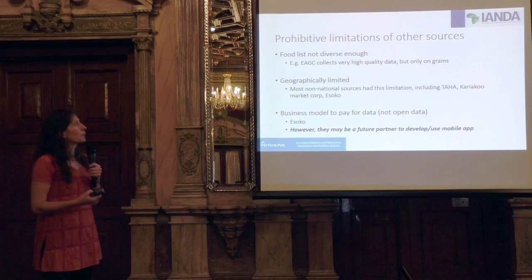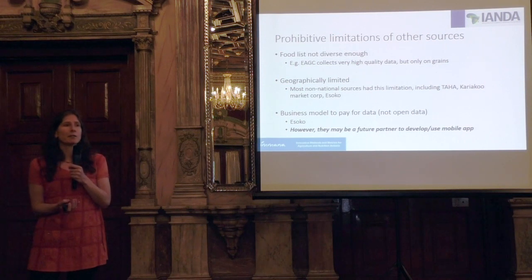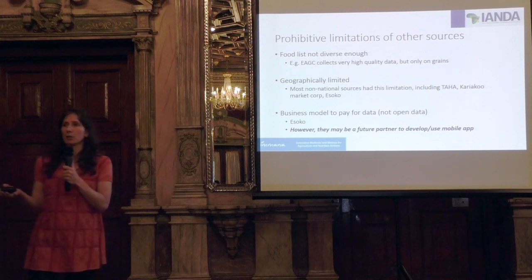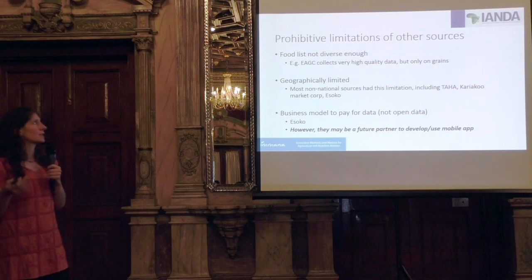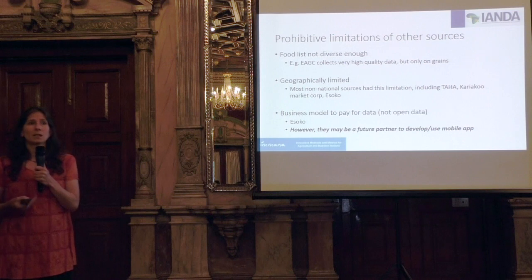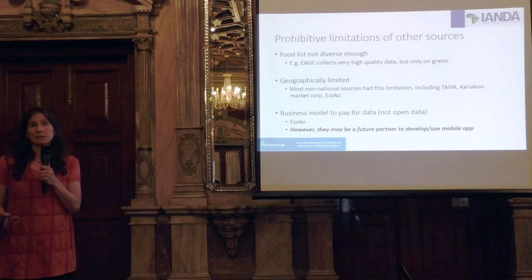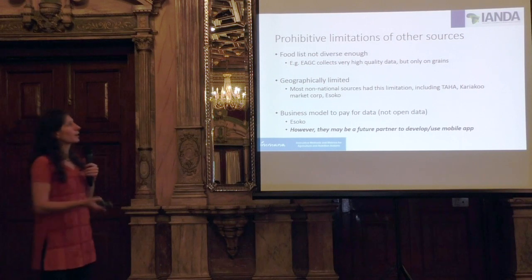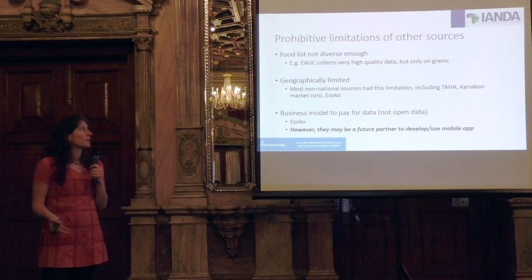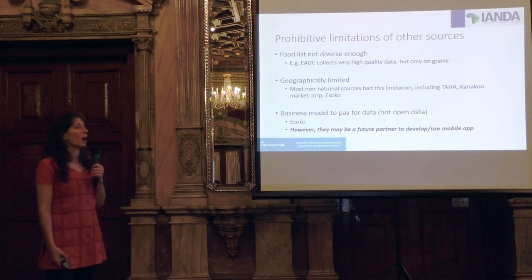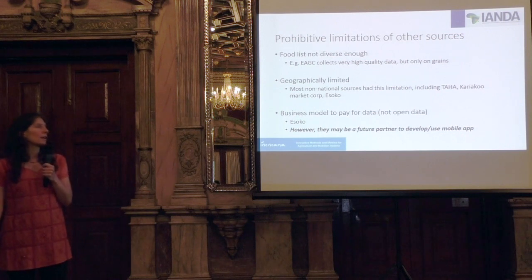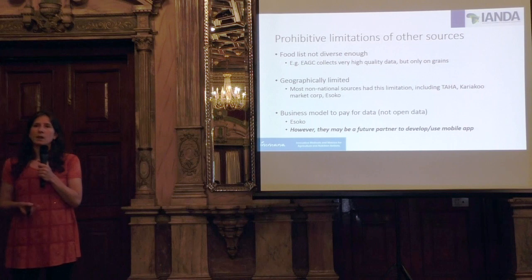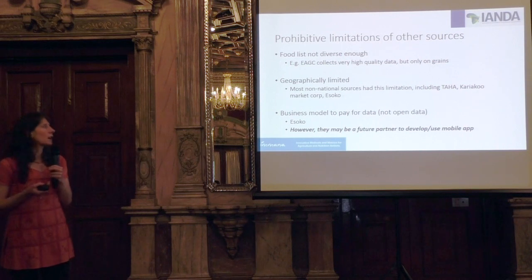So when you're thinking about data sources you may have for any area where you're working, one of the limitations is if the food list is not diverse enough, then you wouldn't be able to say anything realistic about a nutritious diet. Okay, so back for our purpose, if the food price data was geographically limited, then it didn't quite fit our purpose. And if their business model was to pay for data, we didn't really want to partner with that type of organization for this project.